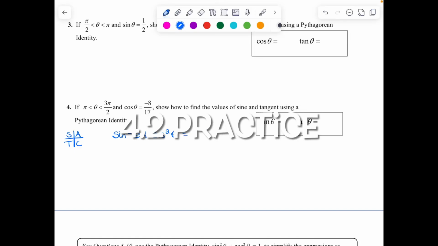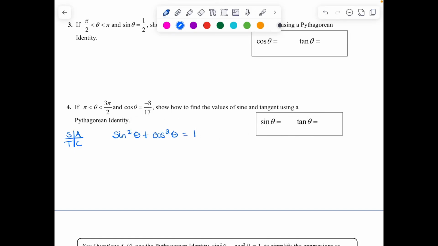From your 4.2 practice, we're going to go over a couple of the questions. So we're going to look at number 4. And first I want you to think about what quadrant you're talking about. It gives us some restrictions that theta has to be between pi and 3 pi over 2. And if we think about our unit circle, look at where that is. That's actually in quadrant 3.